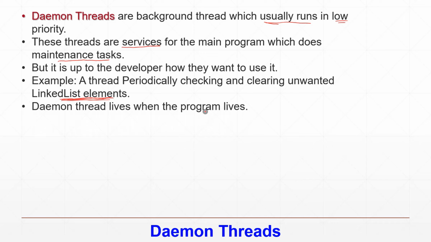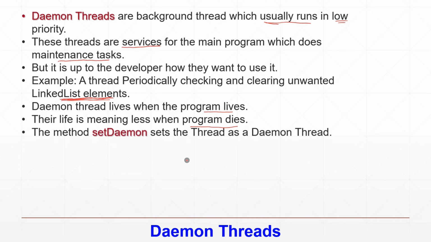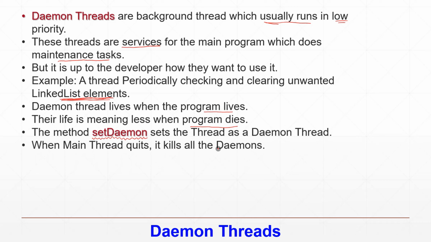Daemon thread lives when the program lives. Their lifetime is meaningless when the program dies. So here the method is setDaemon, and the setDaemon method sets the thread as a daemon thread. So just like a runnable task or a threaded task, you can create a thread and then make a call to setDaemon. So the thread becomes a daemon thread. When the main thread quits, it kills all its daemon threads. Alright, now let's go to the demo.